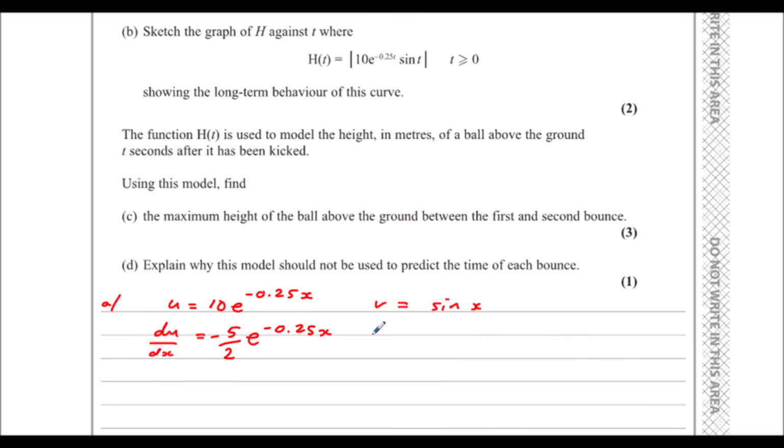That's du dx. dv dx, so we're differentiating sine x. So we can remember this: sine x on top, cos x on the bottom. We differentiate, we go clockwise. Sine goes to cos, and cos goes to minus sine. So sine x differentiated is cos x.